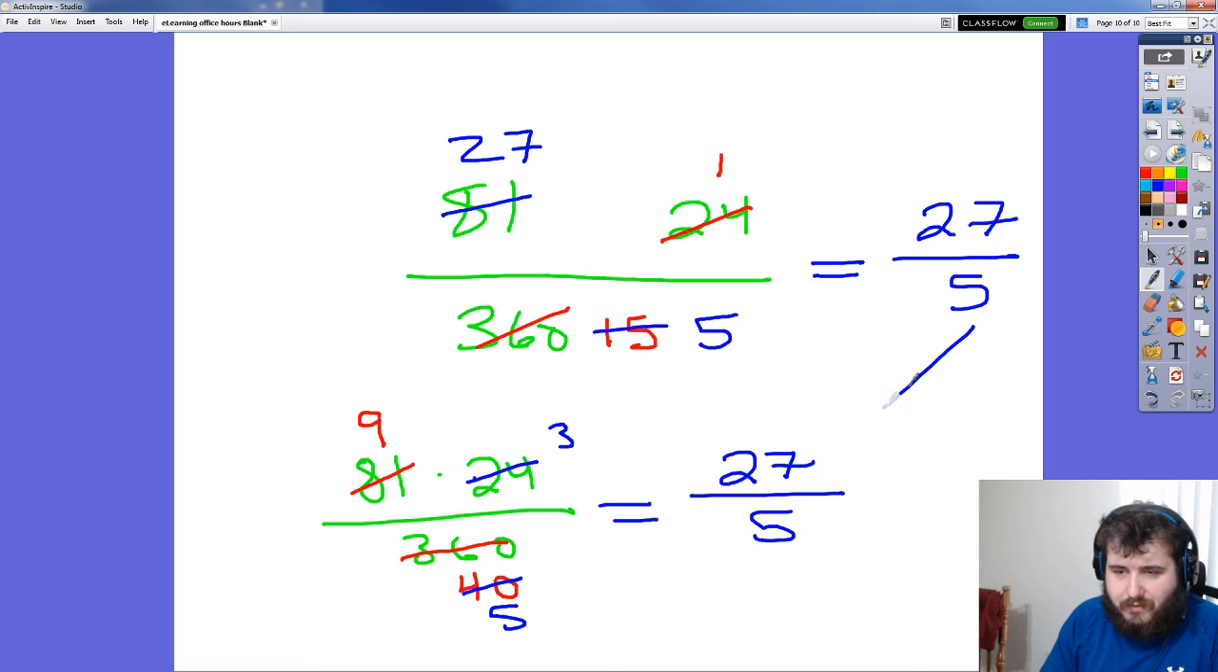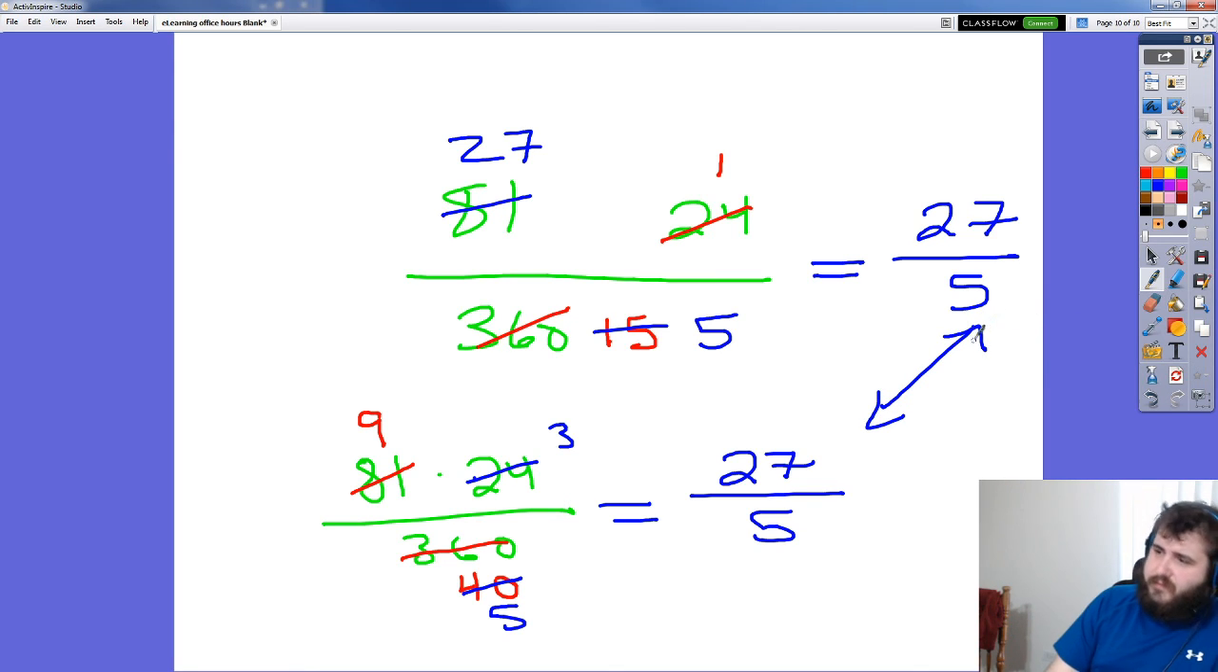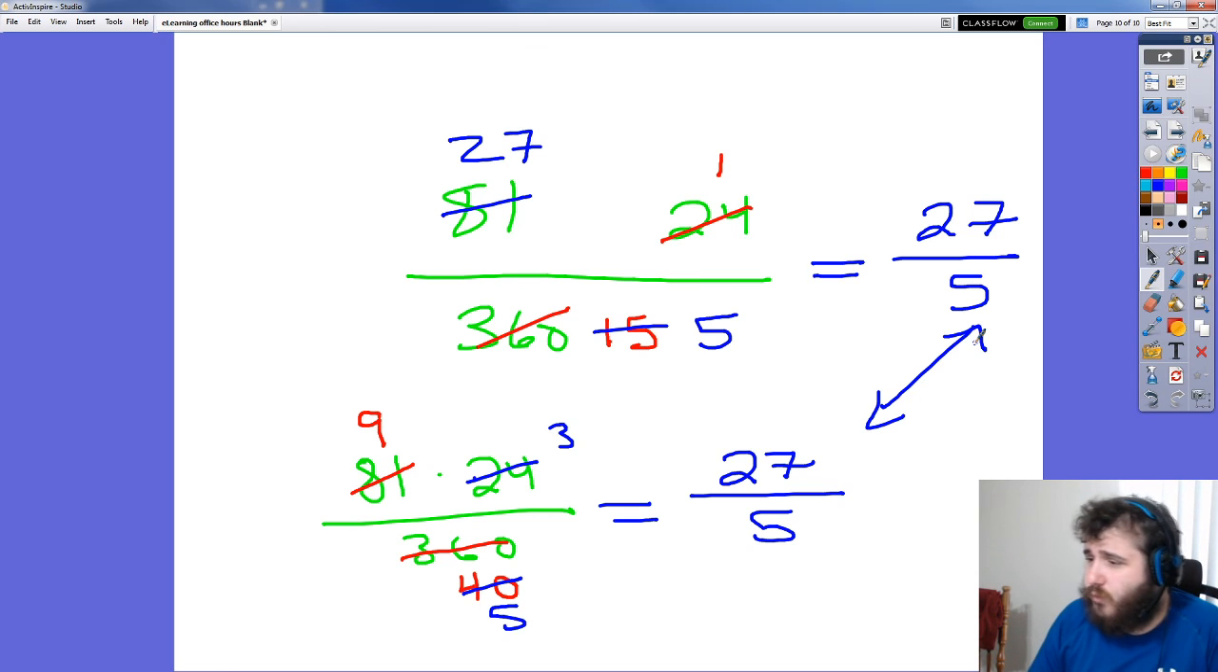And look, either way I did it, I did get the same answer. That's very, very important. Regardless of which way you go, you should still get the same answer as long as what you've done is mathematically correct.